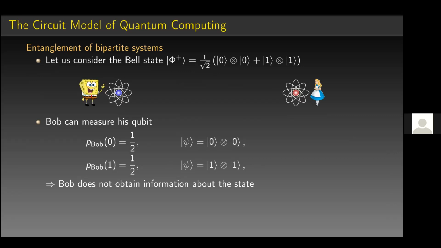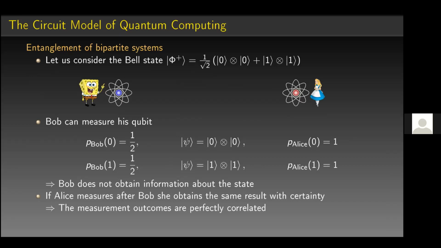So what happens now if Alice is applying a projective measurement after Bob has applied his measurement? Well, what we see immediately is that Alice measures with certainty the same outcome as Bob. So if Bob measured a 0, he collapsed the wave function into a |00> state. And then if Alice measures her second qubit here, she would with certainty measure 0. And the same in the 1 case. So Alice would always measure the same thing as Bob, and the measurement outcomes are perfectly correlated.